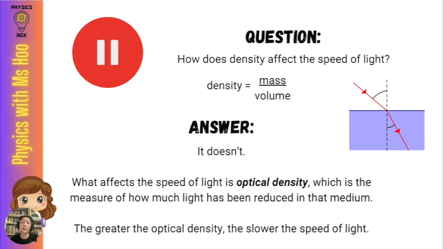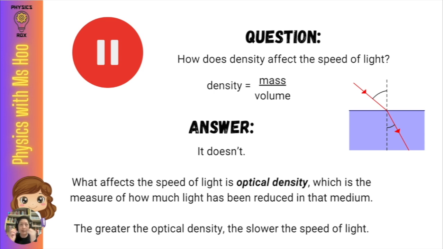So what affects the speed of light is actually something called optical density, which is the measure of how much light has been reduced in that medium. You can think of it as, because density is like how much material there is within that small volume of an object, optical density could then refer to the amount of atoms or particles in that transparent or translucent medium within that small area. So of course, the more particles there are, the higher the optical density.